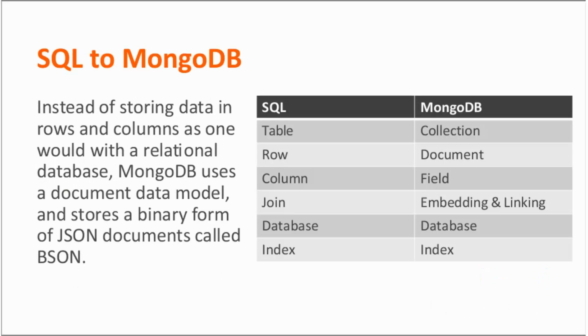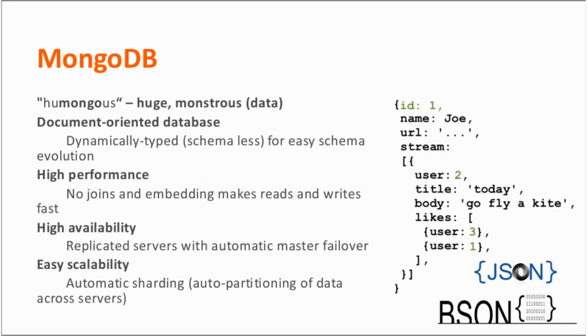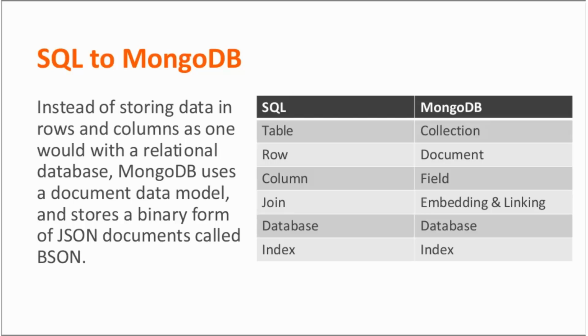For folks who are coming from the SQL world, instead of storing data in rows and columns as one would do in RDBMS, Mongo uses document data model and stores the data in binary form of JSON, which is called a BSON document. An example of a JSON, if I go back to the first slide, you can actually look into the JSON. Here is a sample JSON with ID, name, URL, stream of the data. And this JSON is actually converted to BSON and stored as a document.